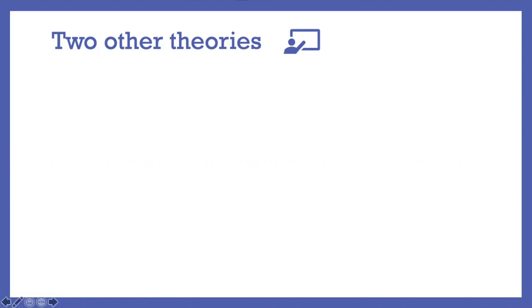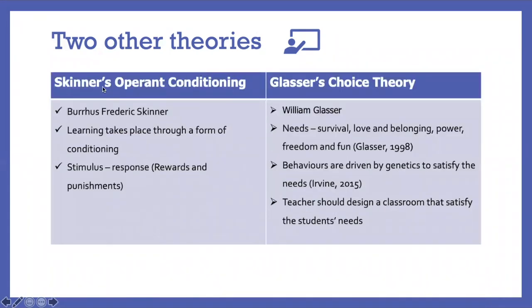So after talking about PLF, we now look at the other 2 theories. They are Skinner's operant conditioning, and Glasser's choice theory. So operant conditioning is developed by Burrhus Frederic Skinner. He believed that all learning takes place through a form of conditioning. This conditioning is a method of learning that occurs through rewards and punishments for behavior in a stimulus and response pattern.